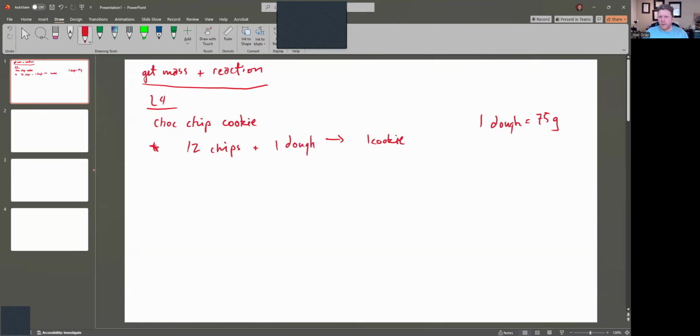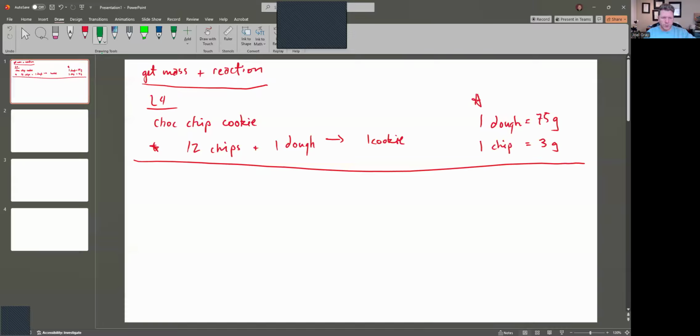Okay. Then I'm going to say 1 chip is 3 grams. Okay, so these are my definitions. This is all the information that I need. This right here on the right-hand side, that's effectively like my molar masses. Now, based on this, I'm going to switch colors.